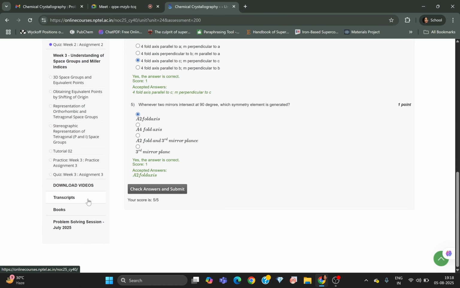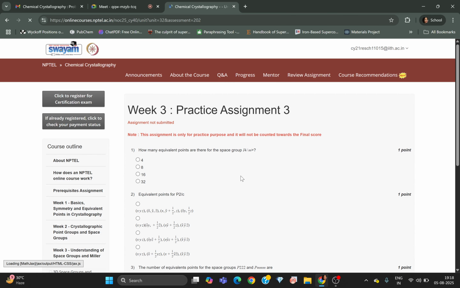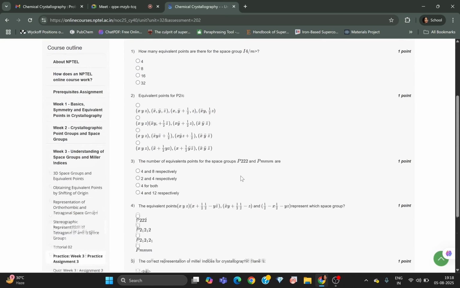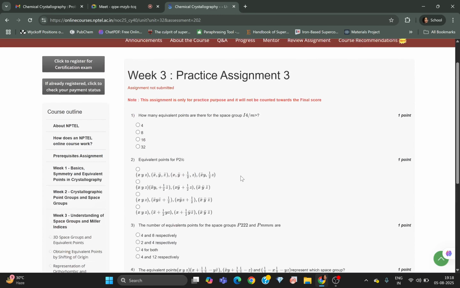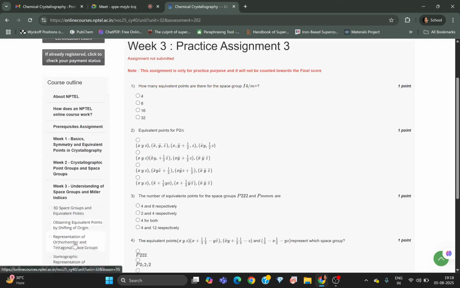Understanding of space groups and equivalent points: these ones we have to draw and practice. The drawing we can do in the next class. I will start with some basic things like P2 and how the matrix operations function. We'll do that next week.